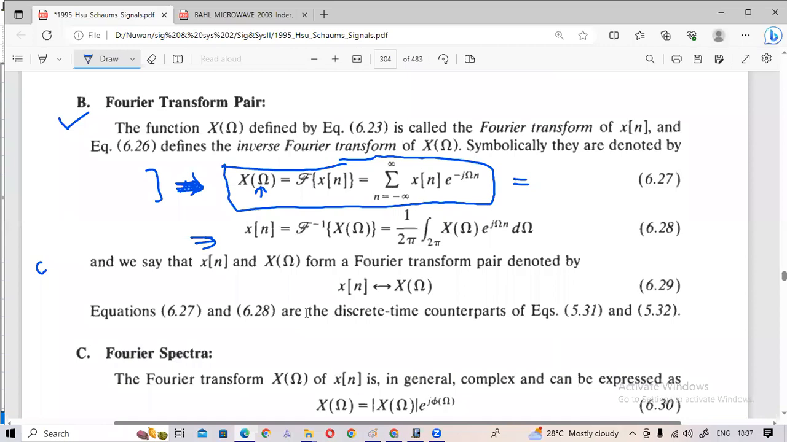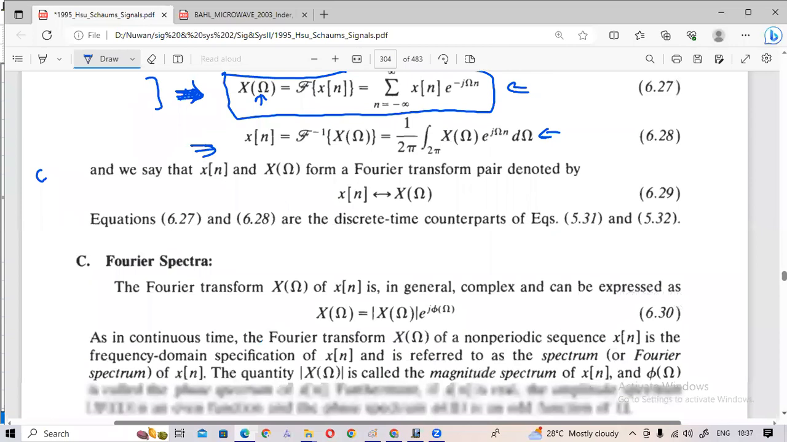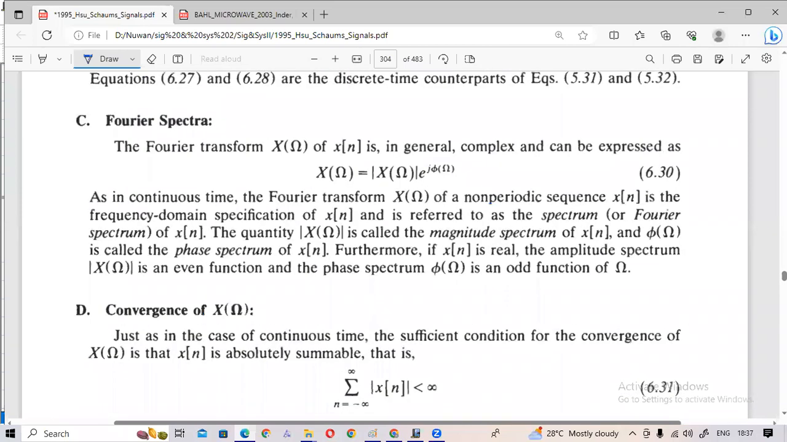Once you convert time domain signal into frequency domain, you will find this x omega. If you plot this x omega with respect to omega, you will get some continuous time signal like this. It is not a discrete signal, it will be a continuous signal, because this omega value is continuous. So you will get this kind of plot.